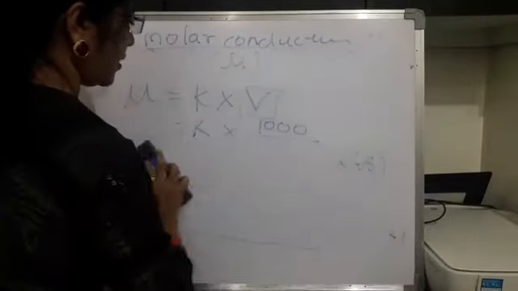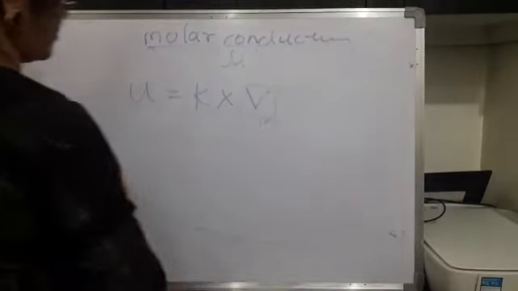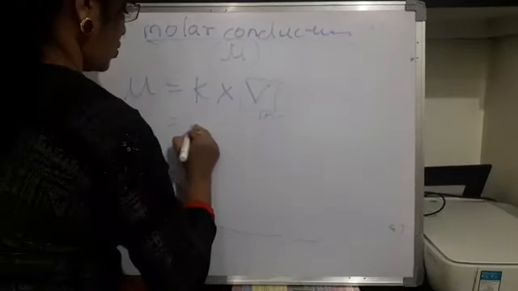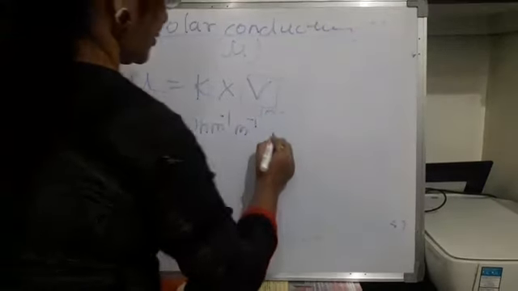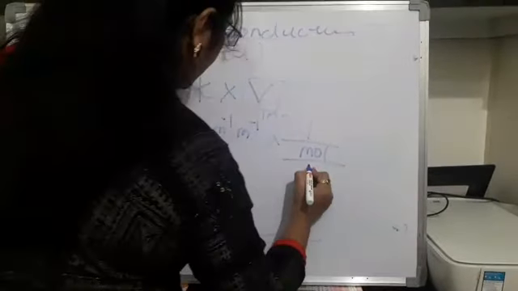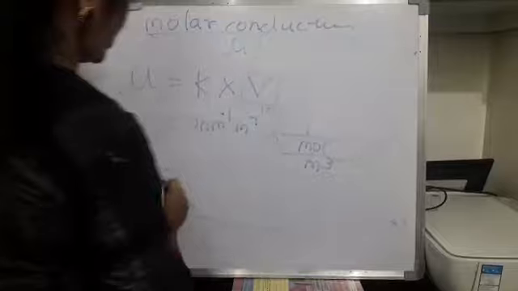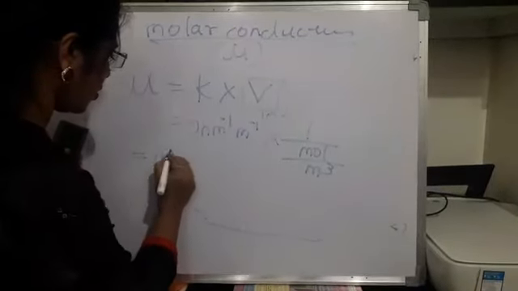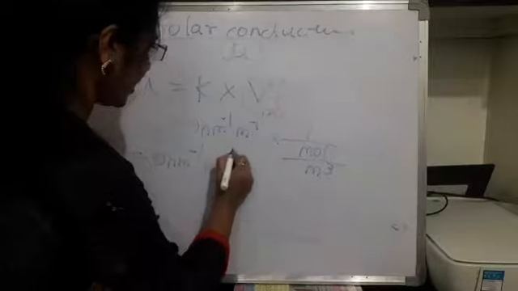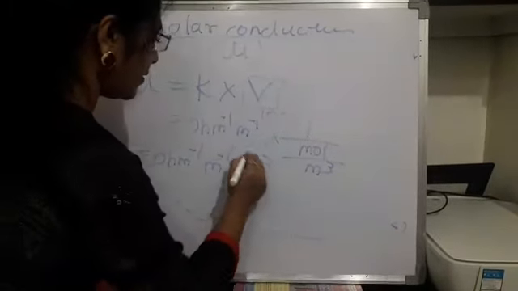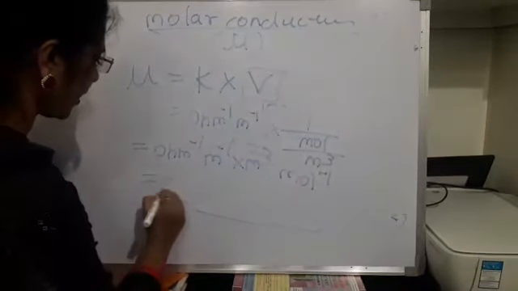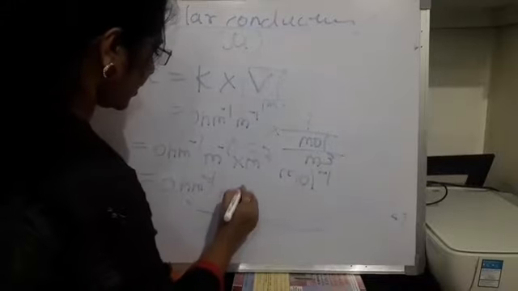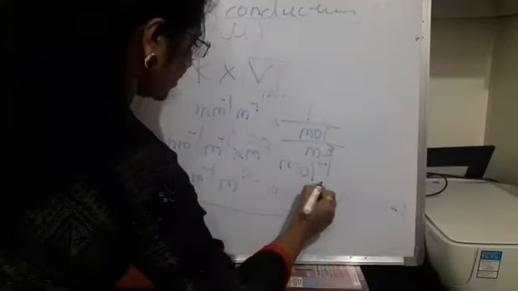And in the SI system, again the same: ohm inverse meter inverse, 1 upon moles per meter cube. Therefore ohm inverse meter inverse into meter square and mole inverse, which is ohm inverse meter square mole inverse.